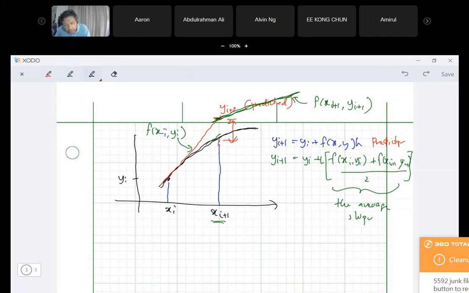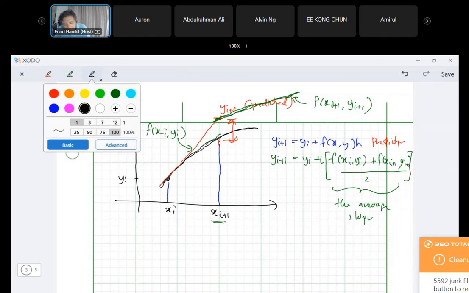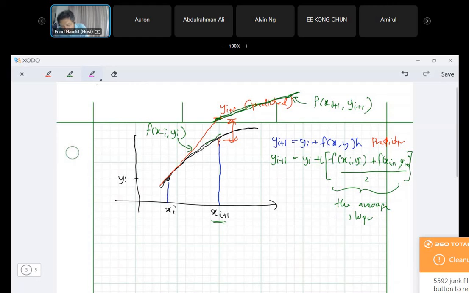Okay, let's use a different color. Let's say I'm using this one, pink. Okay, so this is the average slope, for example. So, average slope, and take a look at these.